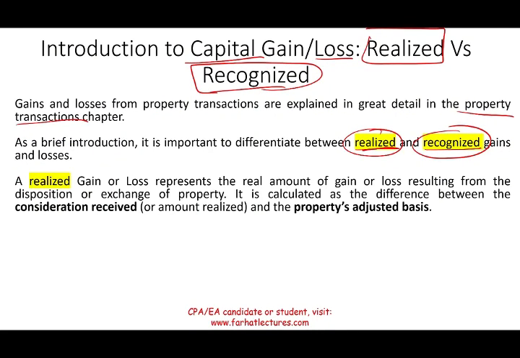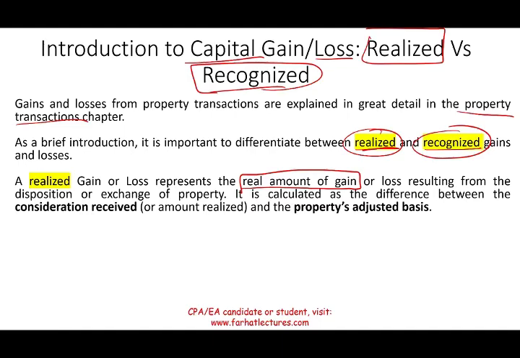So what is a realized gain? Well, a realized gain represents the real amount of gain. Now, what is a gain? A gain is when you buy something and you sell it for more than what you purchased it for. Generally speaking, that's a gain. What is a loss? Generally speaking, you buy something and you sell it for less.